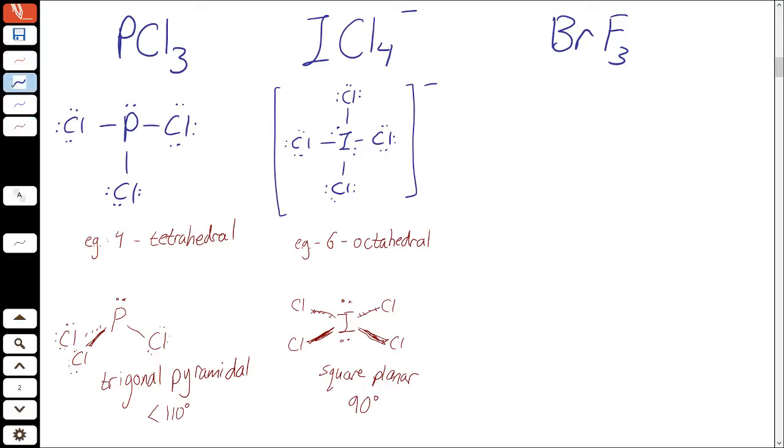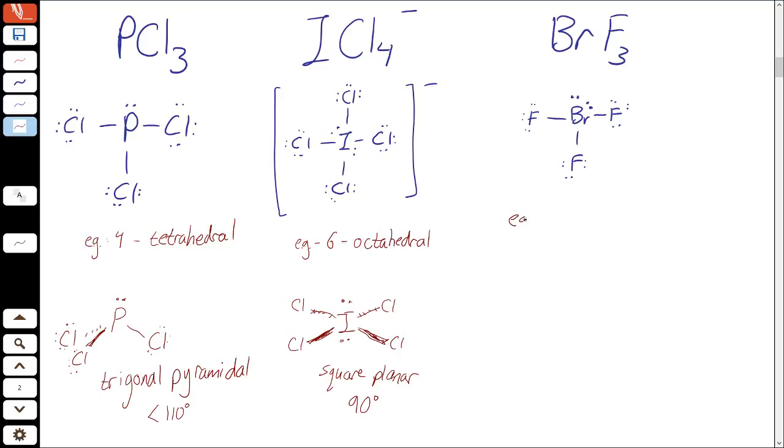All right, and then finally BrF3. That one's going to have 7 valence electrons times 4 atoms is 28. So 2, 4, 6, 8, 10, 12, 14, 16, 18, 20, 22, 24, 26, 28. Did I count that right? Do I need one more? Let's try that again. 2, 4, 6, 8, 10, 12, 14, 16, 18, 20, 22, 24, 26. Yeah, 28. I need one more. There we go.